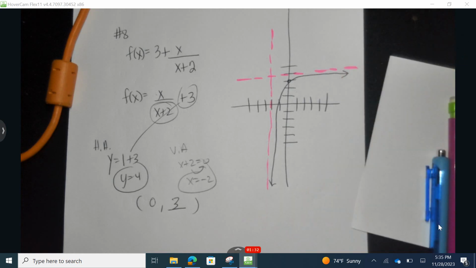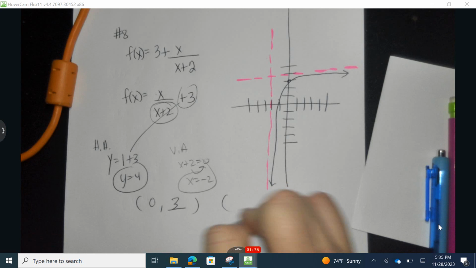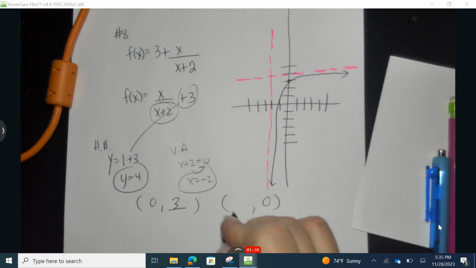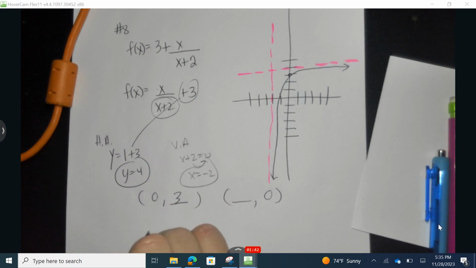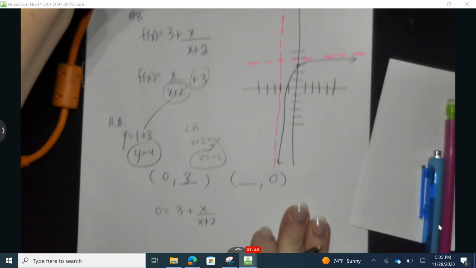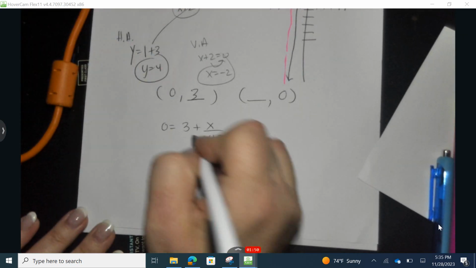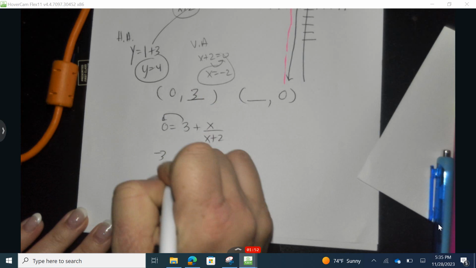But we also have to identify the x-intercept. So when we find the x-intercept, it's just the opposite. Y is 0. So what do we do here? I'm going to come up here, I'm going to replace f of x with 0, and I have 3 plus x over x plus 2. I'm going to move 3 to the other side. Let me push this up so I have enough room to show algebra. Moving 3 to the opposite side.